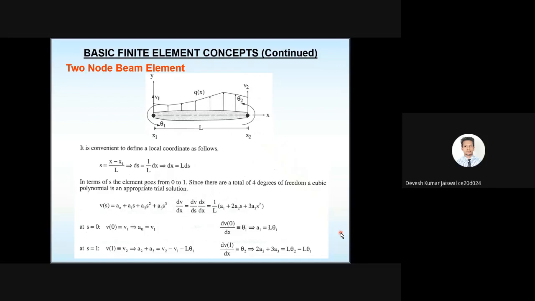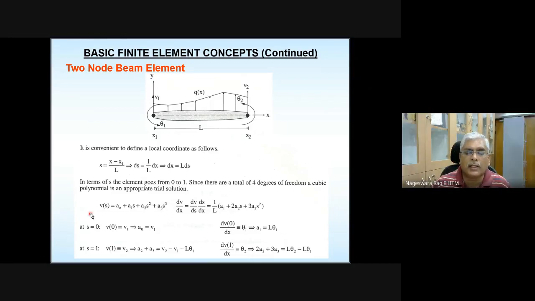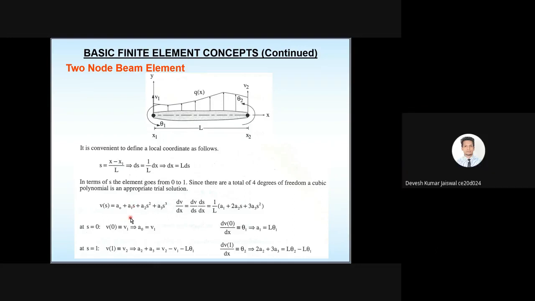Sir, here we are writing the trial solution in terms of S only. But in the case of the truss problem, we wrote it in terms of X only. There we wrote U is equal to A0 plus A1x. That is what we have written. Here we are writing V is equal to A0 plus, instead of X, we are writing in terms of S.